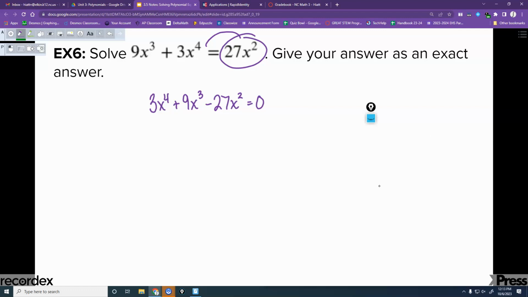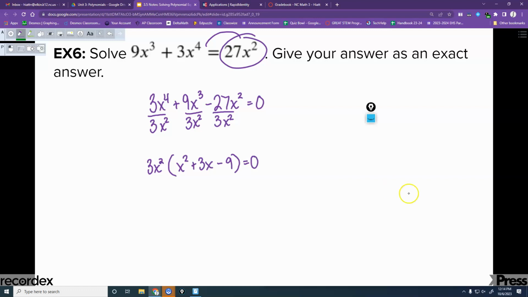Let's see, Silas, what could I factor out for this one? 3. Can I take any x's? What's the lowest number of x's you have? 2. So we can take 2 of them. We'll do x squared for this. So we'll have a 3x squared out front, and then we will have x squared plus 3x minus 9 equals 0.